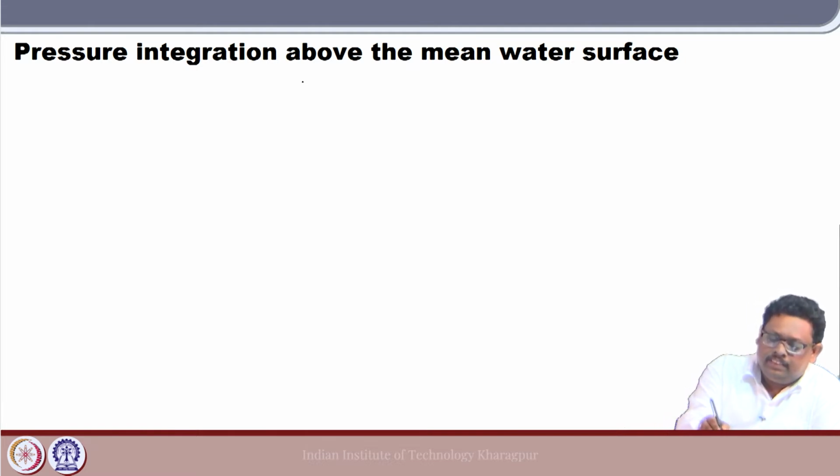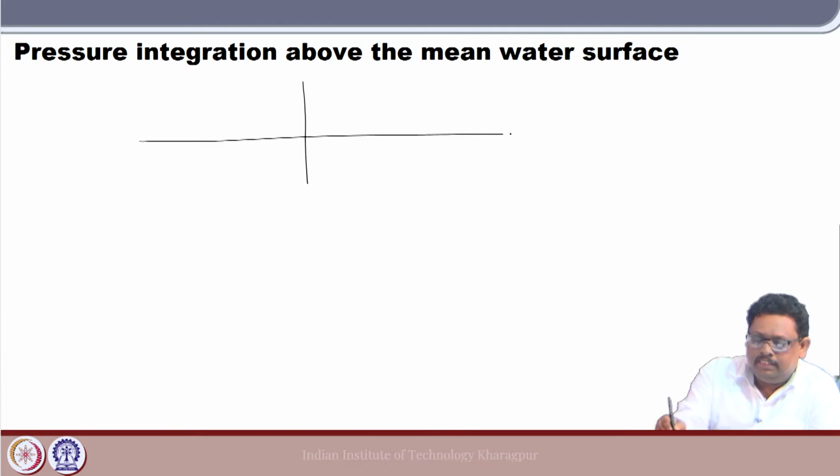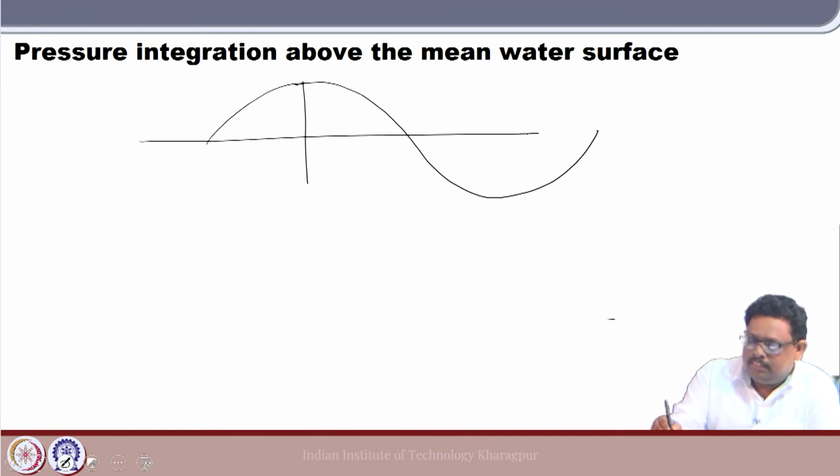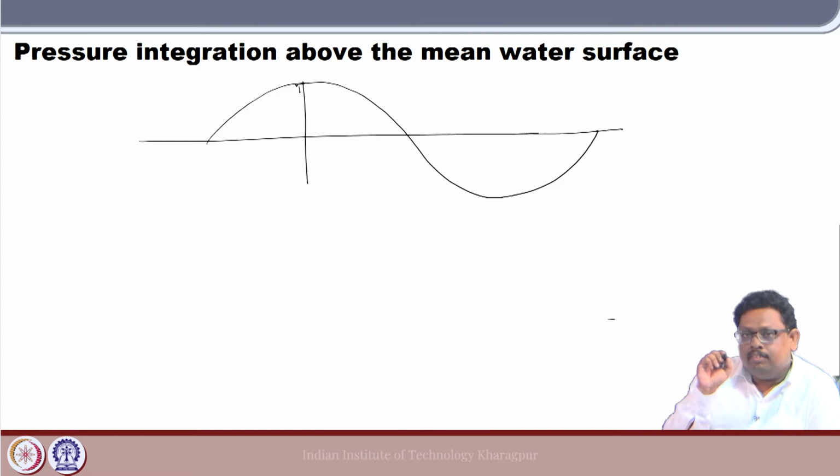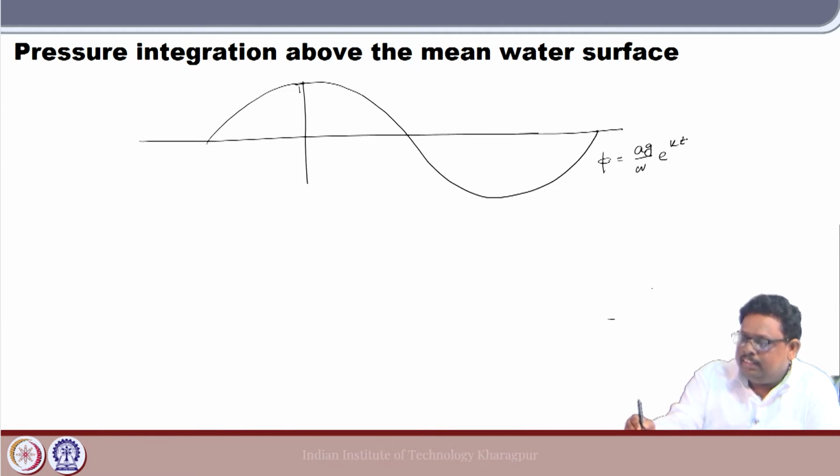Now, let us draw one picture. I have this, and now let us try to superimpose, just draw a linear wave. So, you can call this trough, this crest, this trough. So, now here let us try to find out about the Froude-Krylov pressure. Now, you know that you have this expression: phi equals A g by omega into e to the power kz into sin(kx minus omega t).